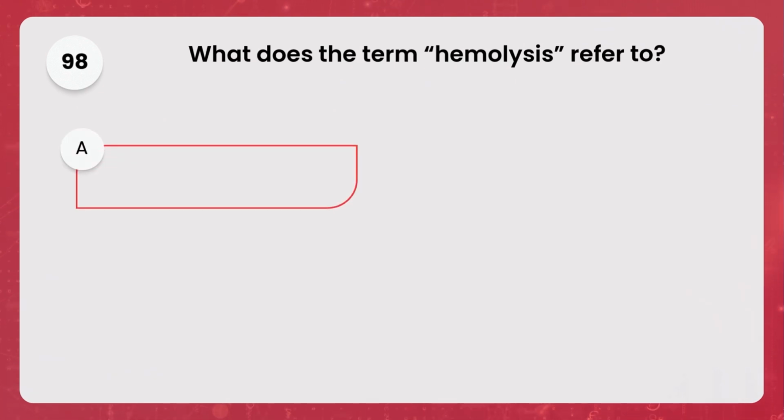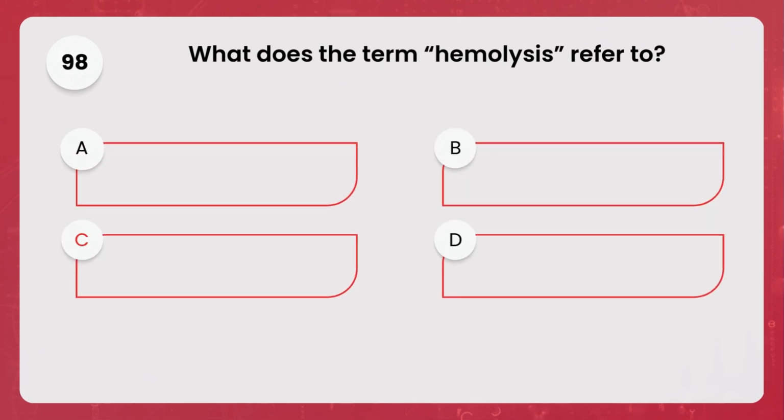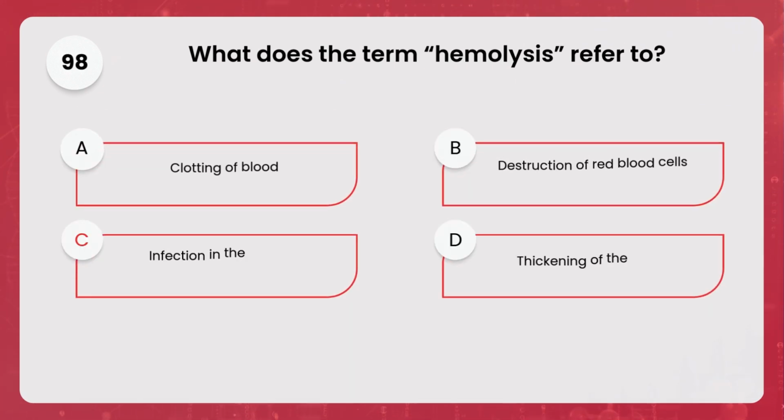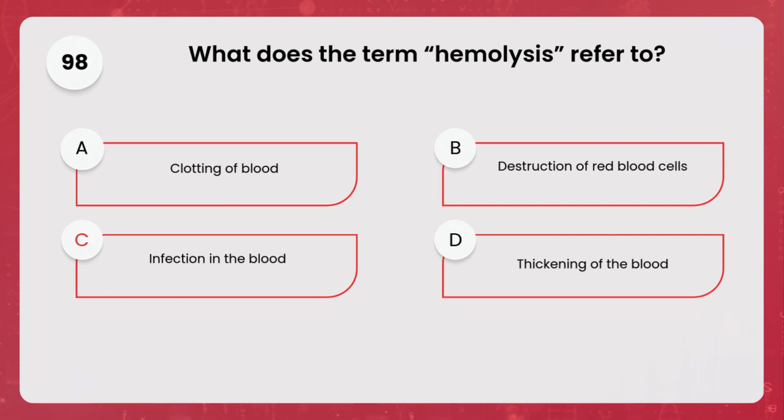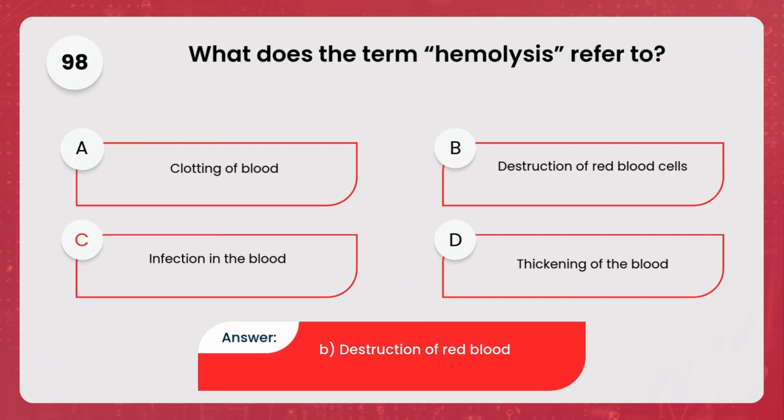Number 98. What does the term hemolysis refer to? A. Clotting of blood. B. Destruction of red blood cells. C. Infection in the blood. Or D. Thickening of the blood? The answer is B. Destruction of red blood cells.